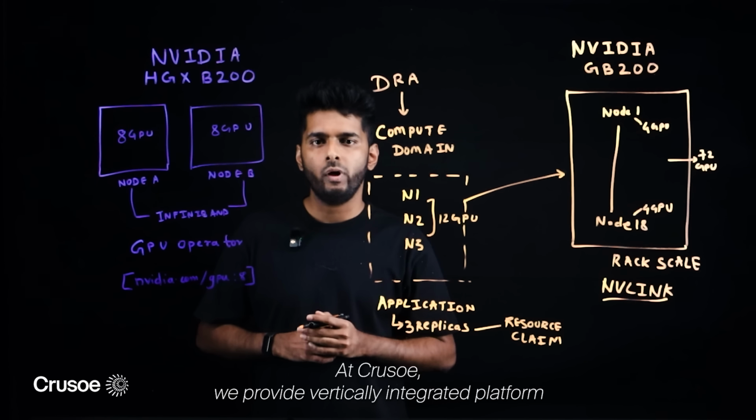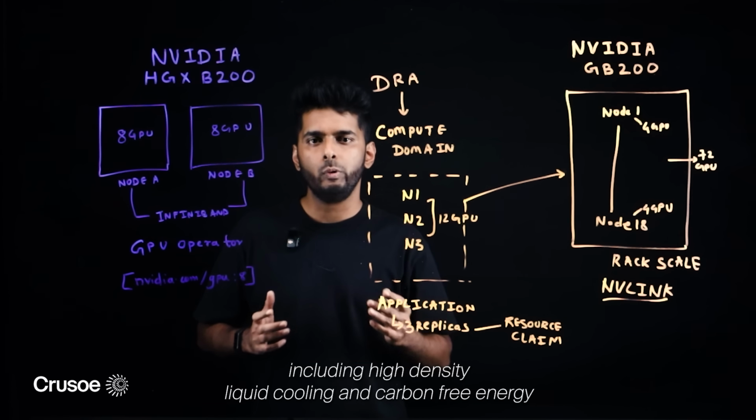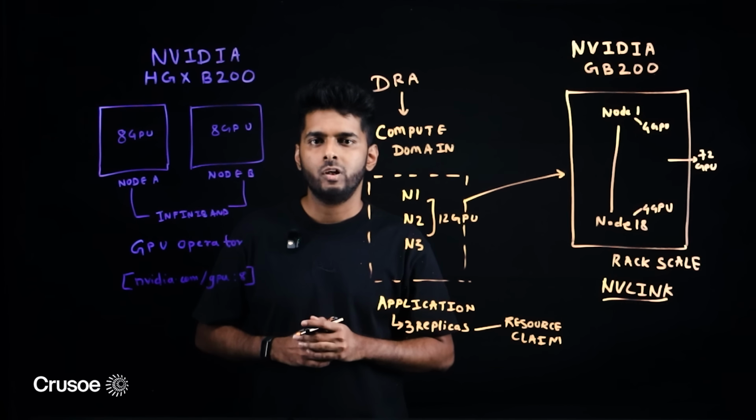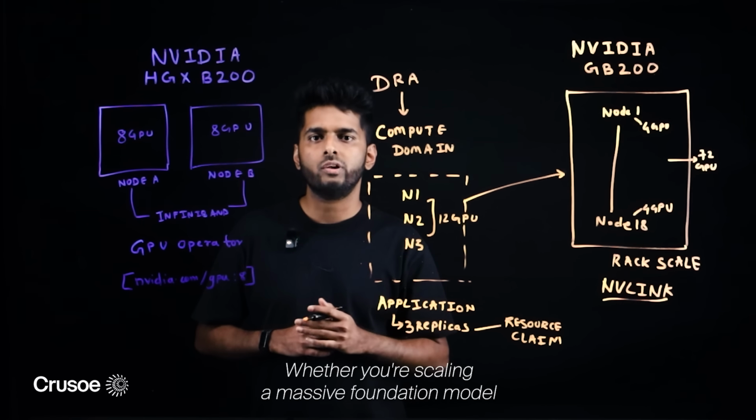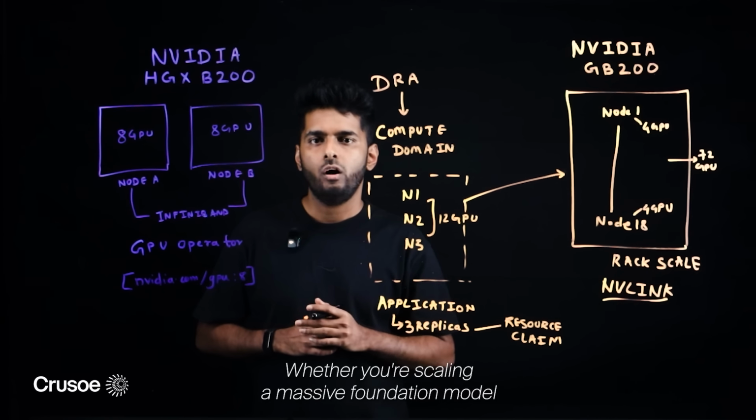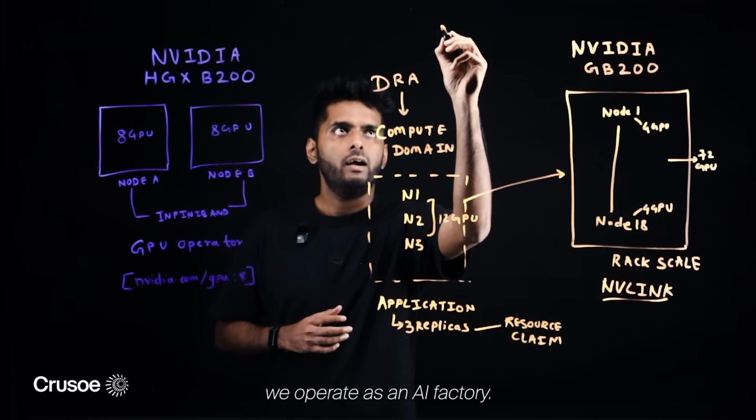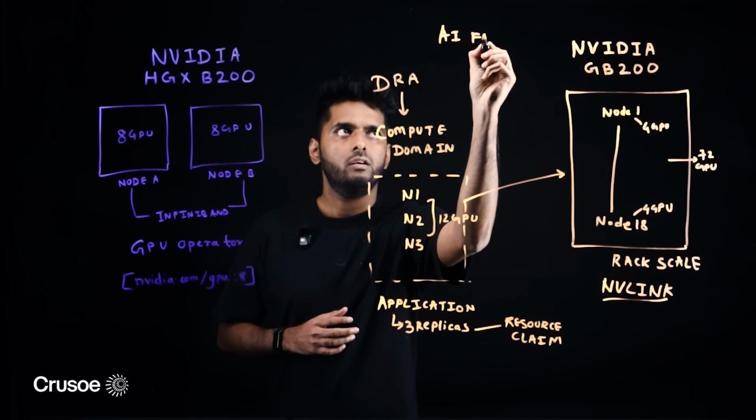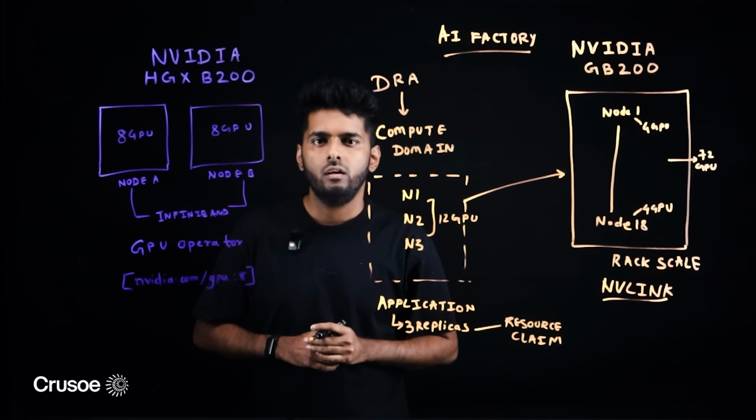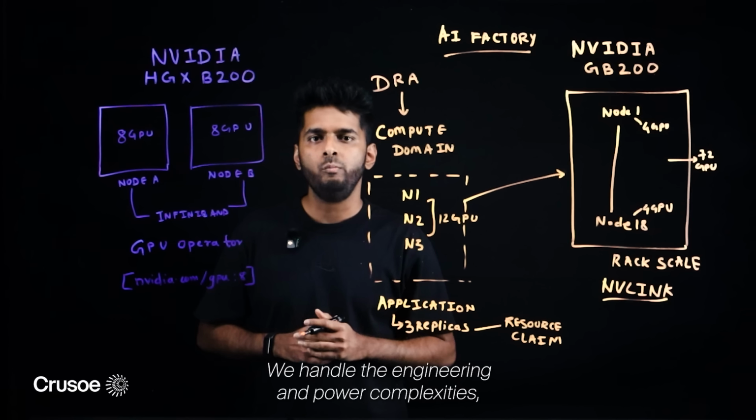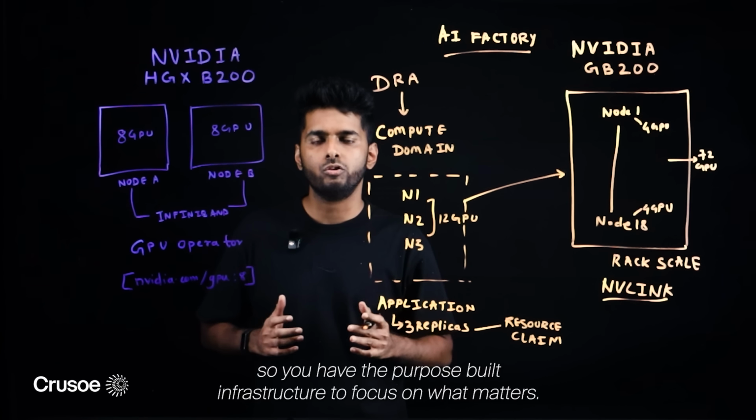At Crusoe, we provide a vertically integrated platform including high-density liquid cooling and carbon-free energy required to run these Blackwell systems at their peak. Whether you're scaling a massive foundation model or optimizing a specialized enterprise application, we operate as an AI factory. We handle the engineering and power complexities so you have the purpose-built infrastructure to focus on what matters.